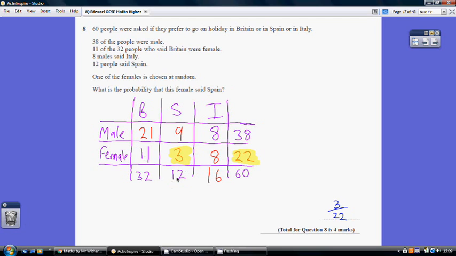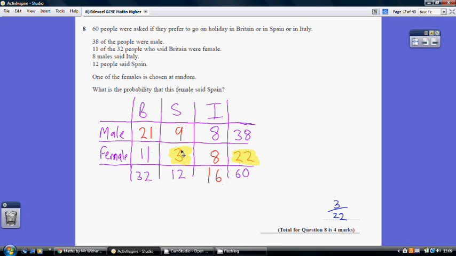Now once I've filled those in, you can then just fill in all the red numbers just by filling in the gaps. So for example, that 21 came from 32 take away 11 is 21. Then I can fill in the 9, then I can fill in the 3, then I can fill in the 16, then the 8 and then the 22, for example. So fill in all the gaps.